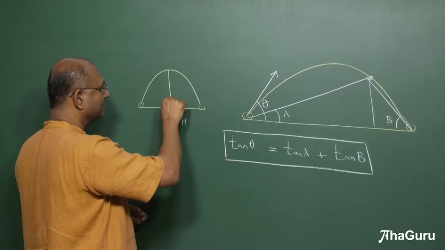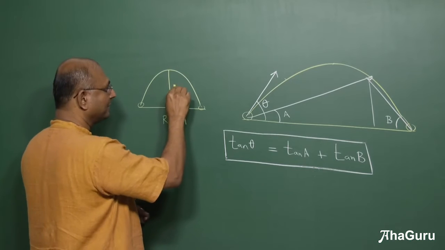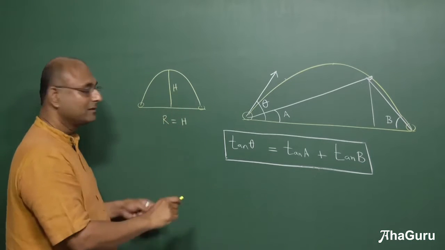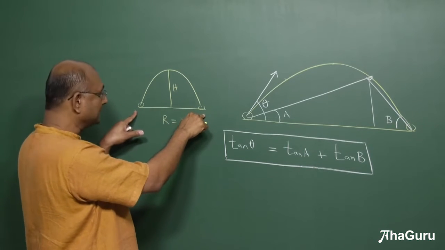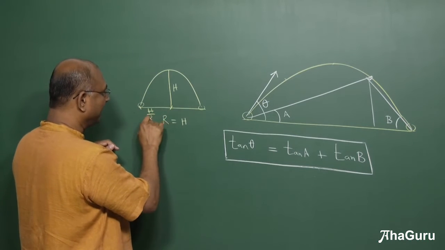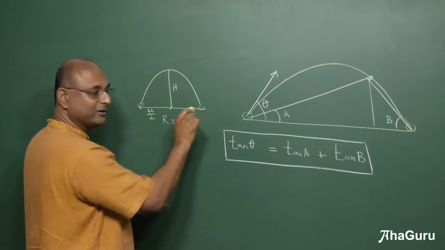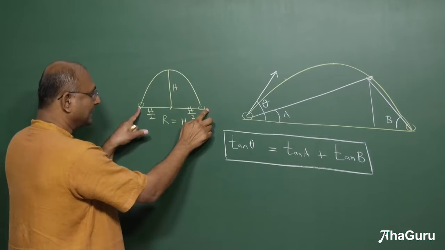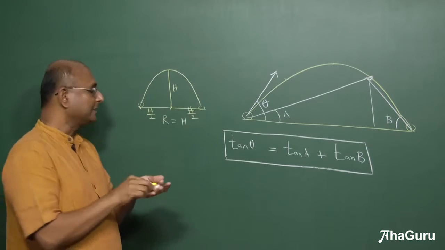So what is this? Height. What is the range? Well, that is the range. It's equal to the maximum height, which means half of the range will be h by 2. This will be h by 2. Correct? Because if this has to be h, this will be h by 2. That will be h by 2.